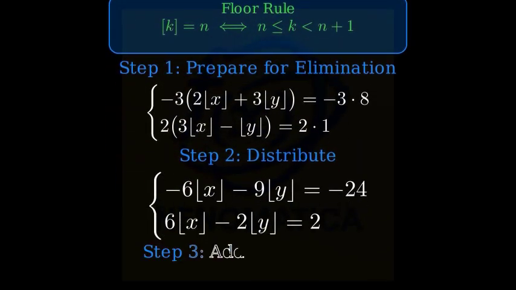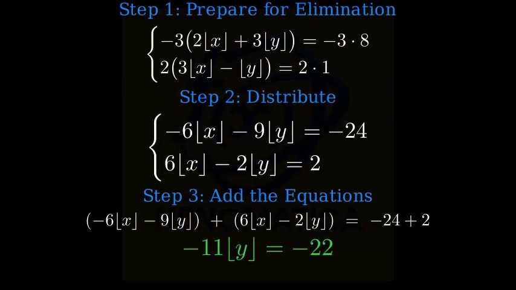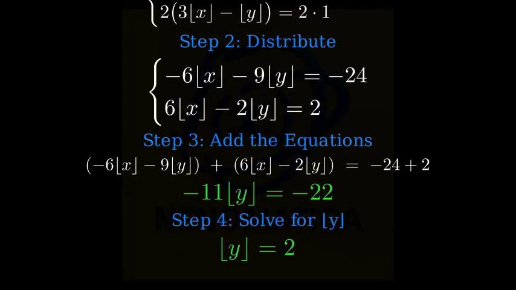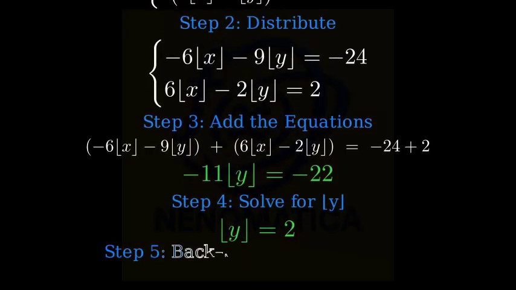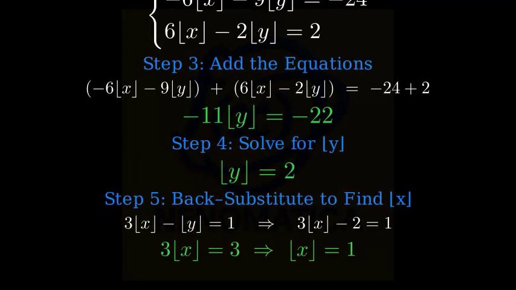Step 3. Add the two equations together. The negative 6 floor of x and the positive 6 floor of x cancel. We get negative 11 floor of y equals negative 22. Step 4. Divide both sides by negative 11 to get floor of y equals 2. Step 5. Substitute the value floor of y equals 2 into the original second equation. 3 times floor of x minus 2 equals 1. So 3 times floor of x equals 3. Therefore floor of x equals 1.